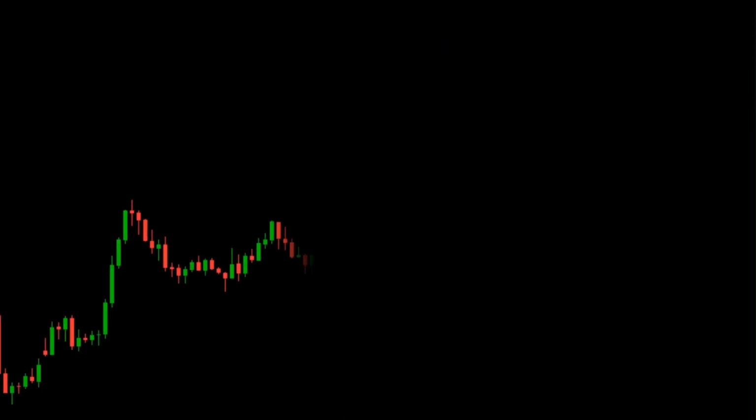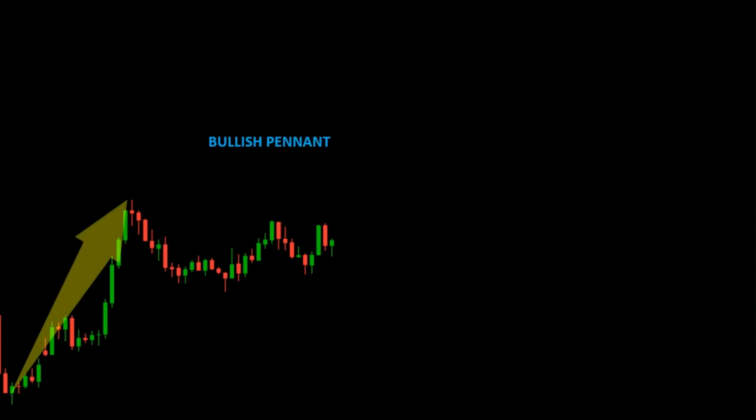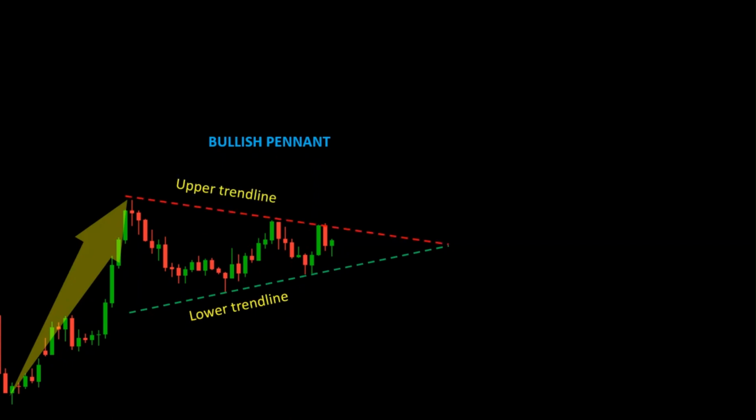Let's examine a real market chart that illustrates how a pennant pattern typically forms. In this case, we can observe a bullish pennant forming during an uptrend. The pattern begins with a sharp upward move, known as the flagpole, followed by a brief consolidation phase where price action tightens within converging trend lines, forming the pennant.